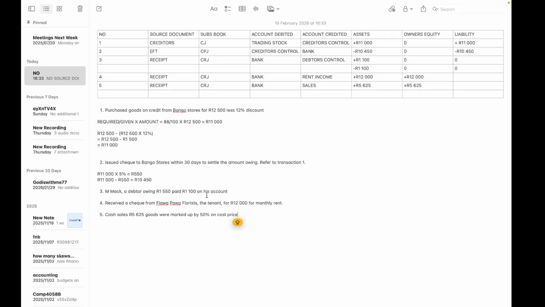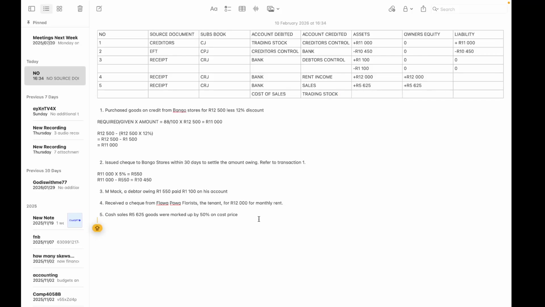So we're going to come here and debit cost of sales, because cost of sales is an expense and expenses increase on the debit side, right? And then we're going to credit trading inventory, because trading inventory, or trading stock, is an asset, and assets decrease on the credit side, right?